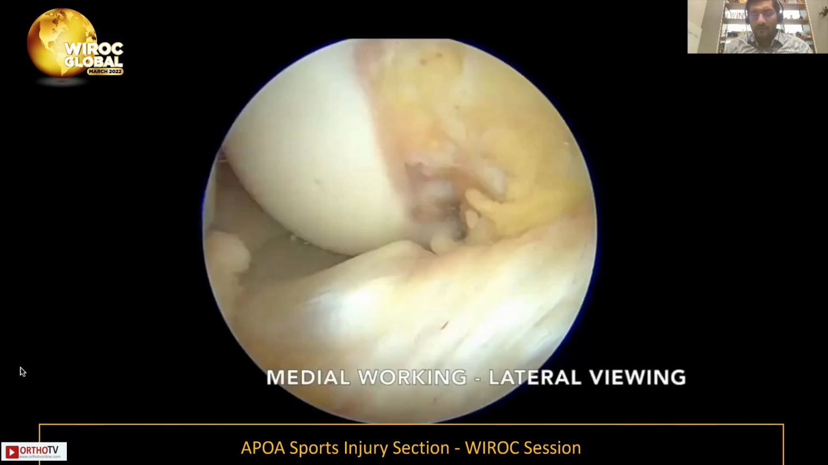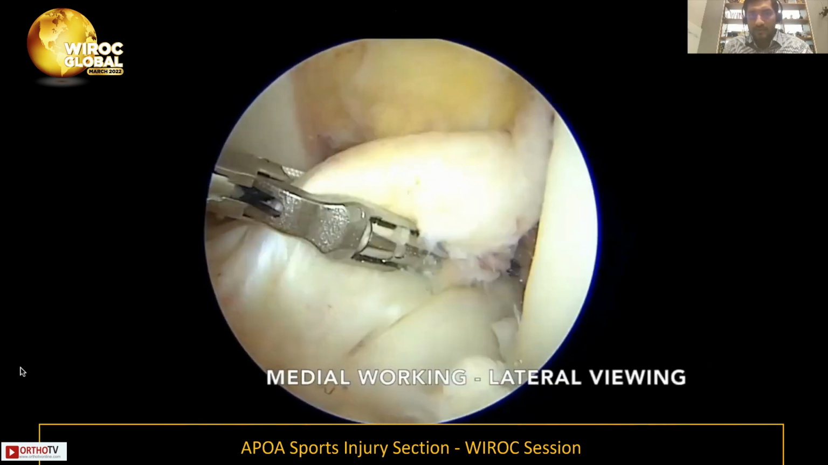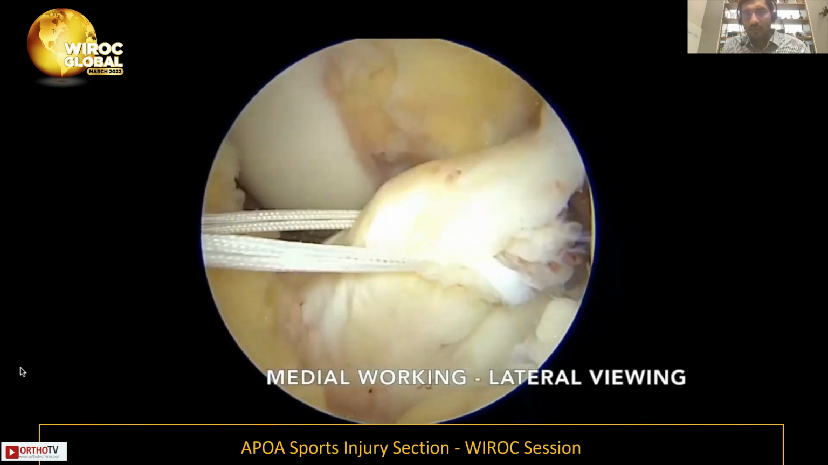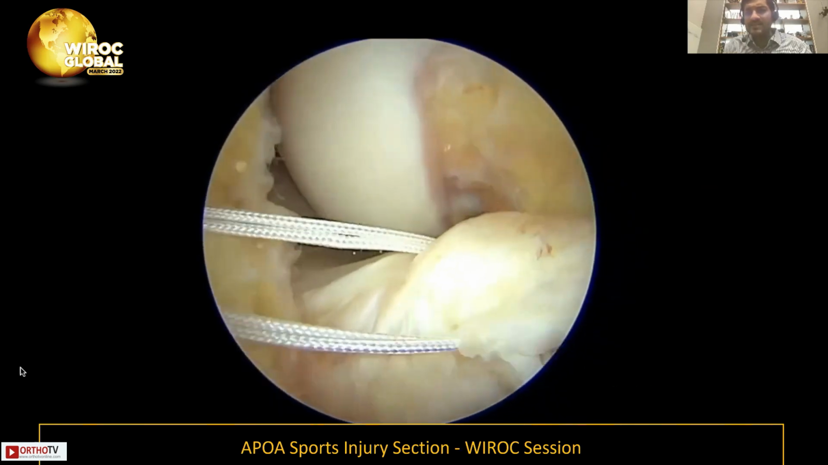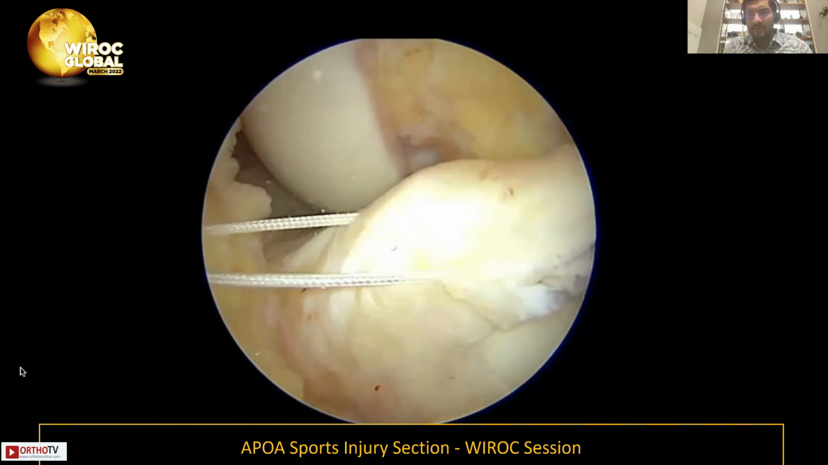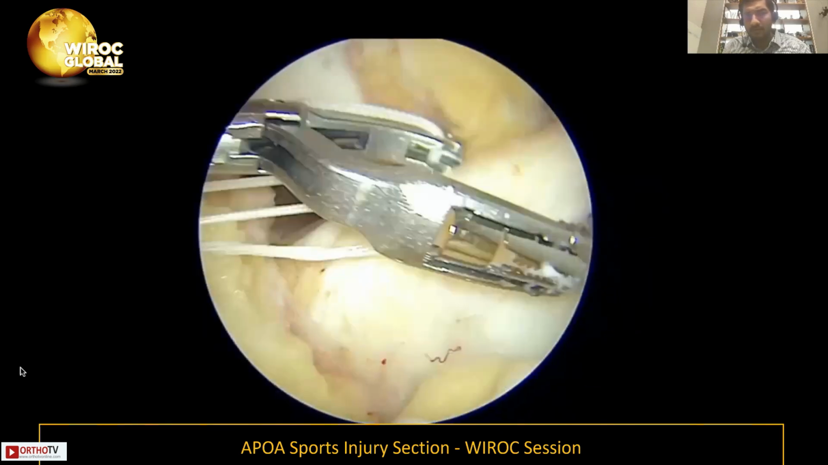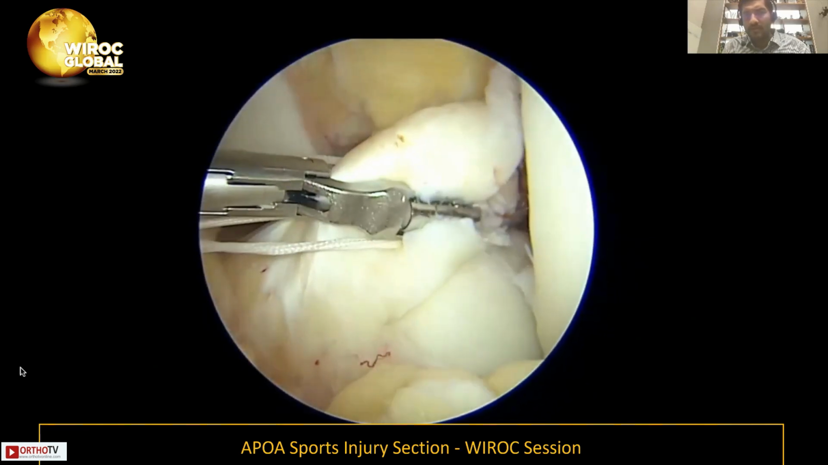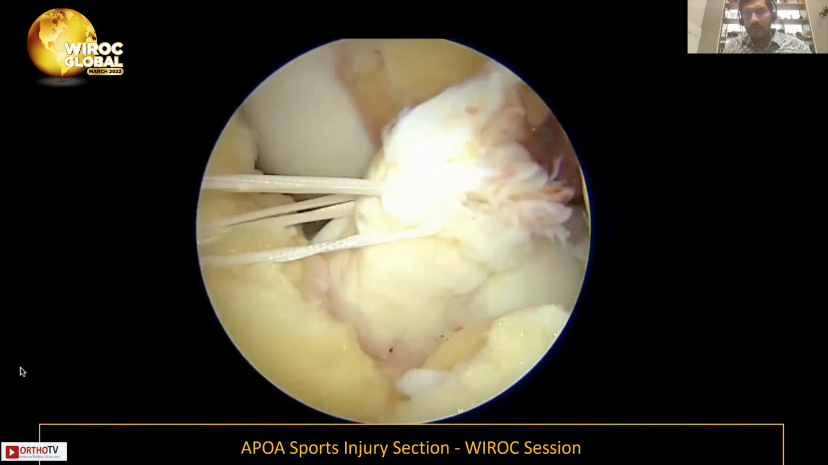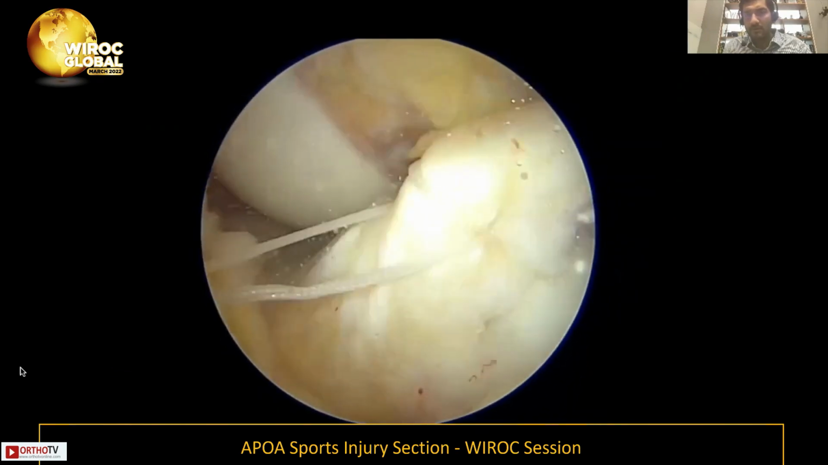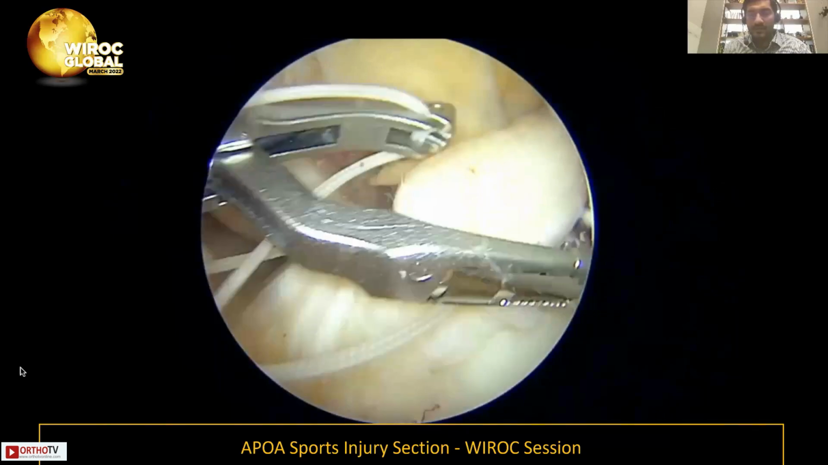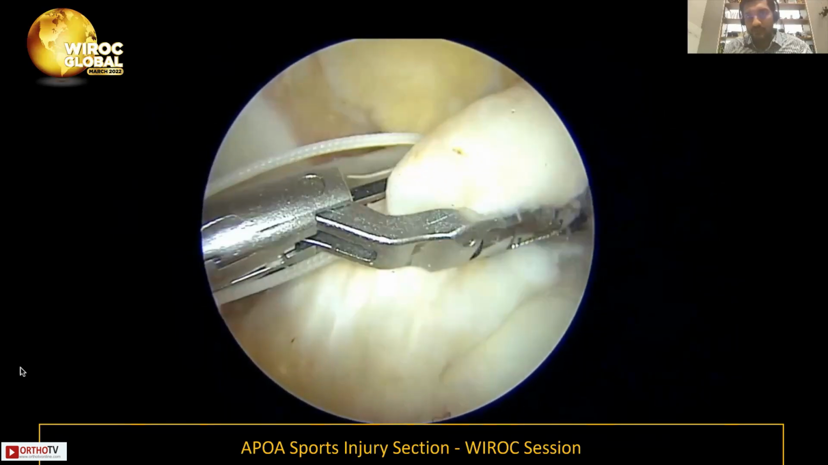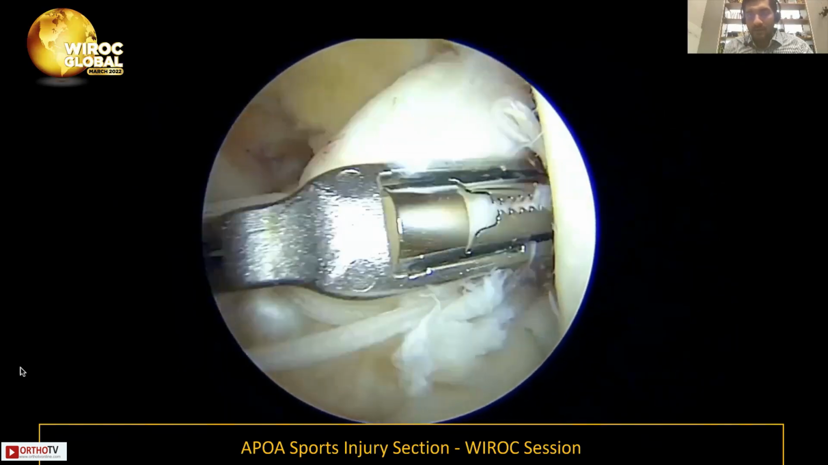So now we have a log of 4 cases with 18 months of follow-up. This is the same case where it's the left knee with the femoral sided peel off. We're viewing from the anterolateral portal and working from the anteromedial portal. At some point, you also have a central Gilchrist portal, which helps with better viewing.